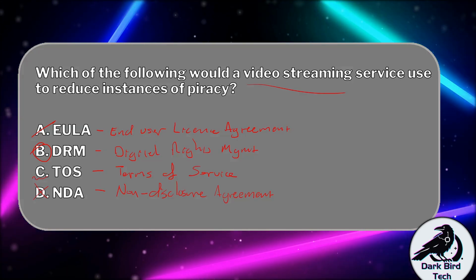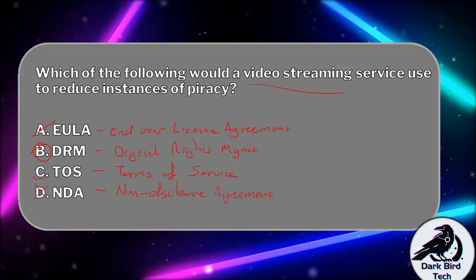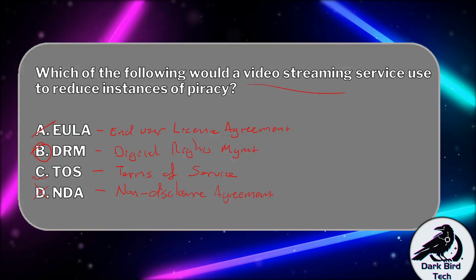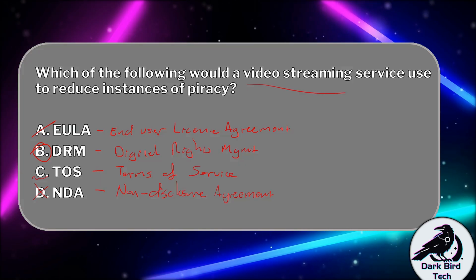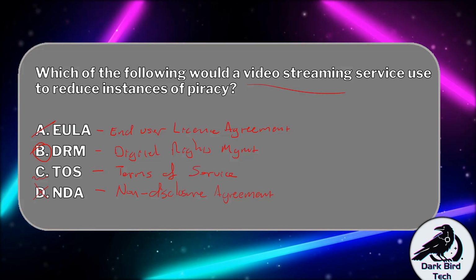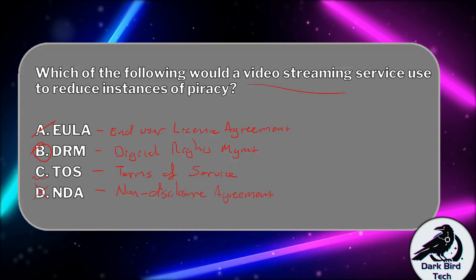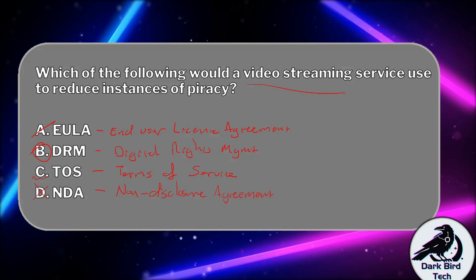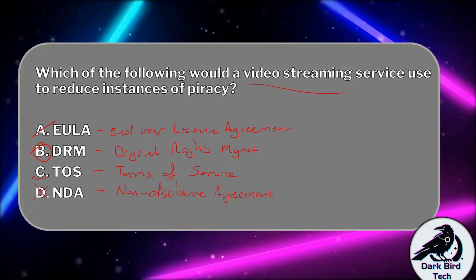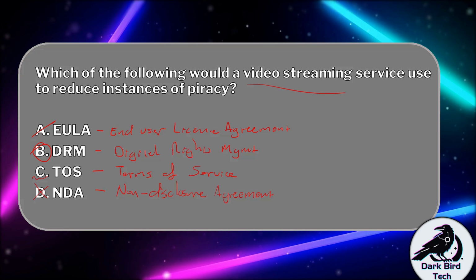So of the first three, yes, they can deal with piracy either through legal agreements or by some sort of preventative countermeasure. But DRM is the best option for this particular thing. Terms of service might have applied, but because we had a better option, I'm going for DRM. And if they were talking about software piracy rather than video streaming piracy, the EULA might have been the better answer here. But again, a question like this will depend quite a lot on what options are being presented. But we'll go with DRM for this one.